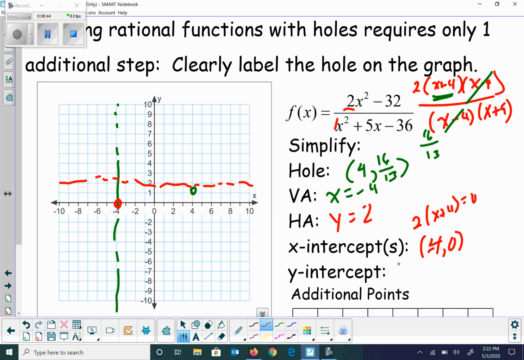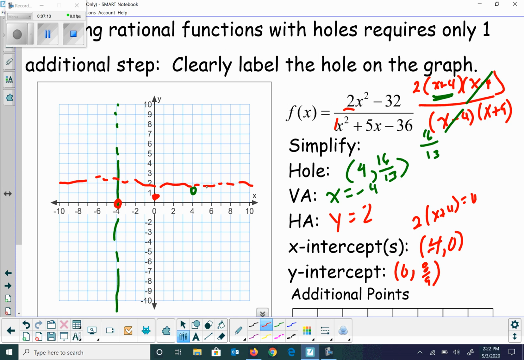Our y-intercept is going to be plug 0 in for our x's into the original. So I'm going to get -32 over -36, which is positive 32 over 36, will reduce to, 4 goes into both, 8 over 9. So 0, 8/9. So I get a point right there. Okay.